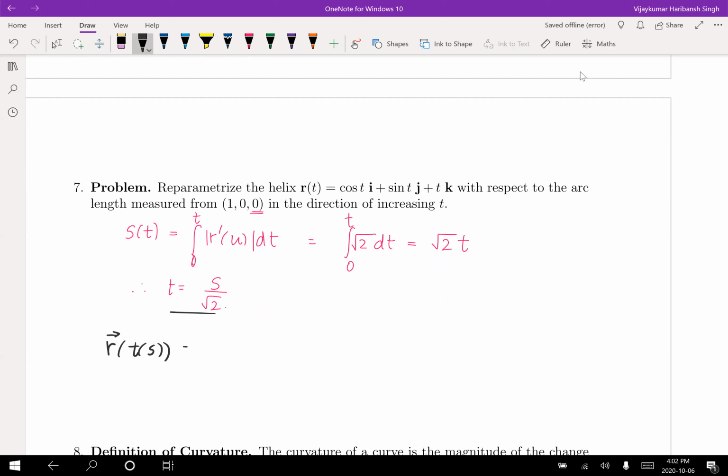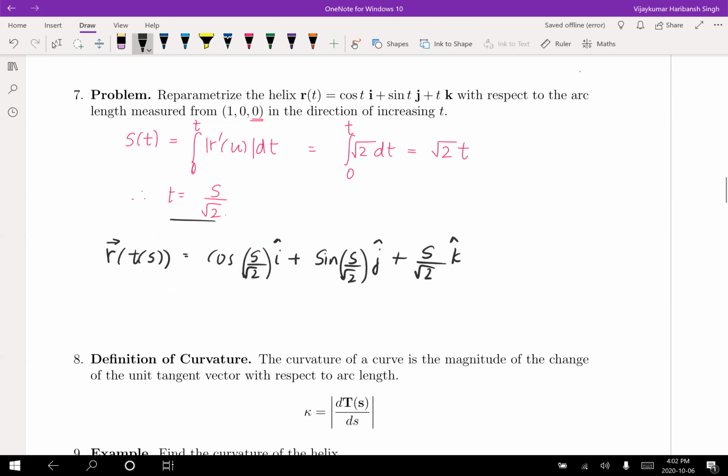From here, this is going to be cos of s by square root of 2 i plus sine of s by square root of 2 j plus s by square root of 2 k. Now this is a reparameterization of the same curve. So you will basically go along the same curve, but here the parameterization is in terms of the arc length. Okay, so it's a more natural parameterization.